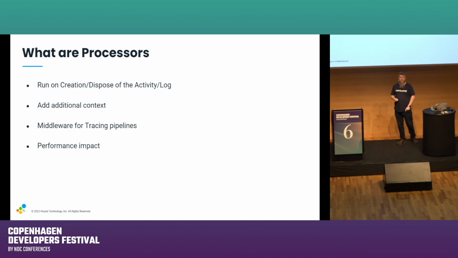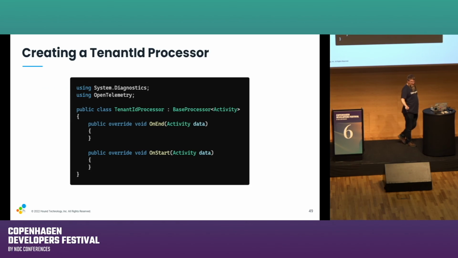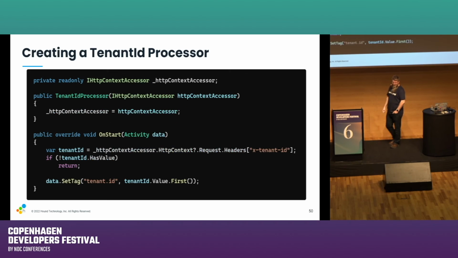Because it runs on start, it runs synchronous. If you add a thread.sleep into a processor like that on the on start, everybody who creates an activity is going to have that sleep before their code is executed. So you need to be really careful about what you put in processors. That's as simple as they are. You derive them from base processor, and you get an on start and on end that you can override.